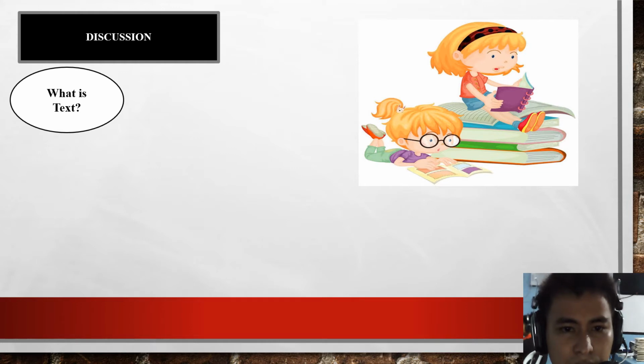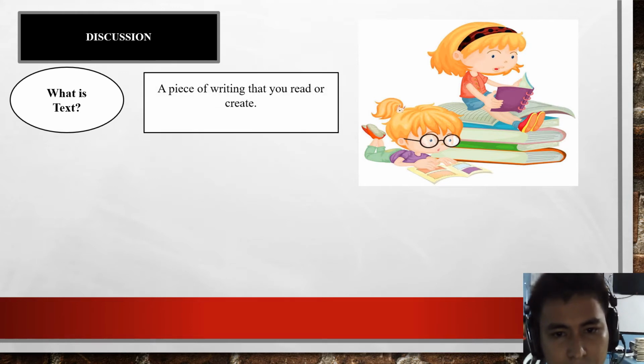What is text? A piece of writing that you read or create. In other words, it is written or printed work regarded in terms of its contents rather than its physical forms. It means text can be found in books, magazines, newspapers, websites, etc.